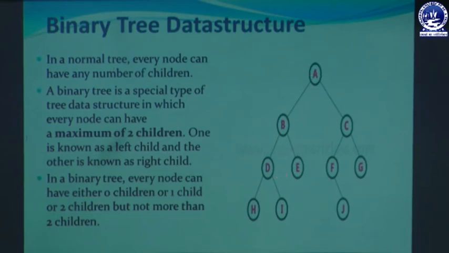That means here the node A has a maximum of 2 children, that is B and C. One is present at the left, that is called the left child, and one is present at the right, that is called the right child.